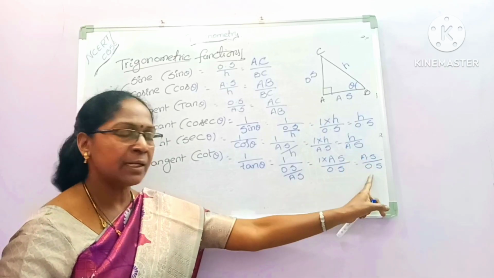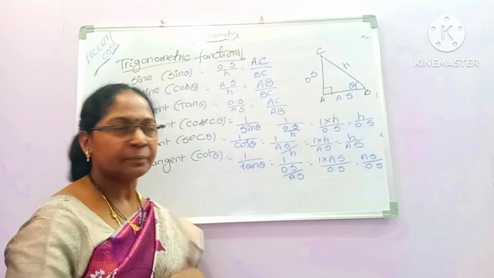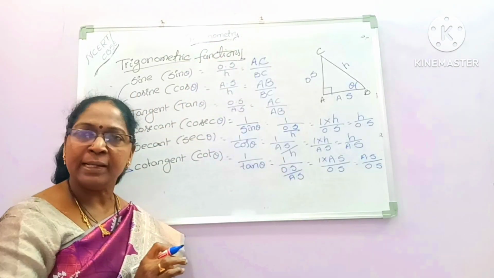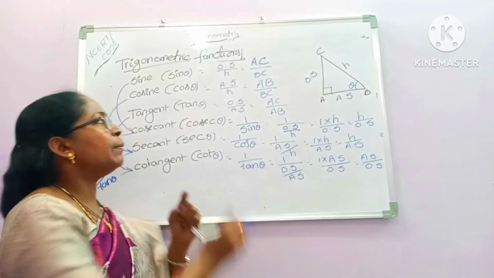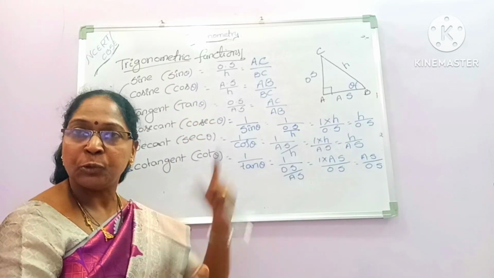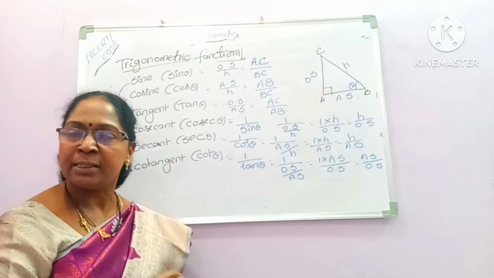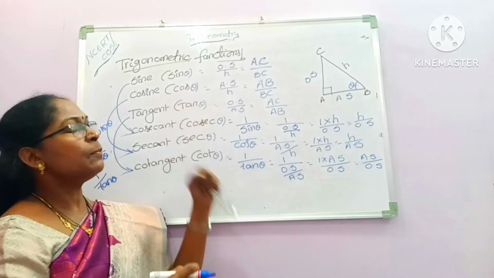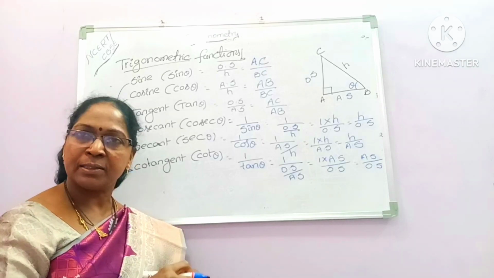So adjacent side by opposite side. This is the formula of cot theta. These 6 basic trigonometric functions are very important. You have to remember these 3 formulas, and these 3 are also reciprocals of those 3: sine, cos and tan. Sine's reciprocal is cosecant, cos's reciprocal is secant, tan's reciprocal is cot.